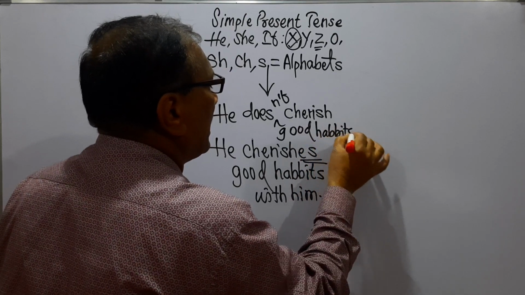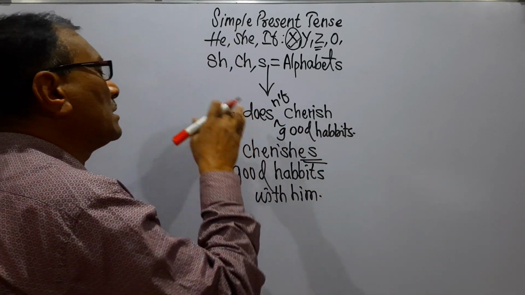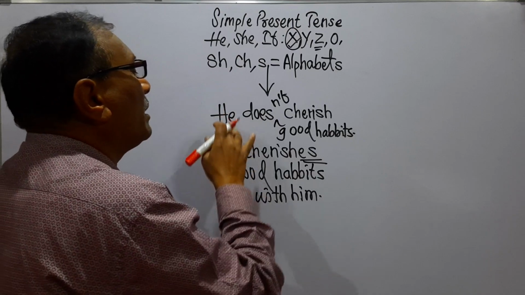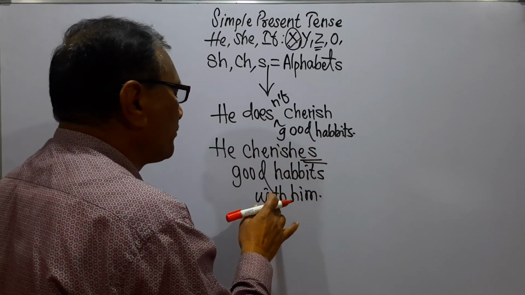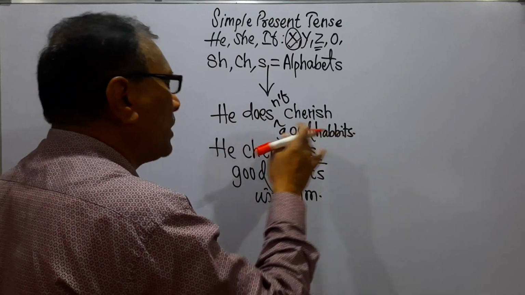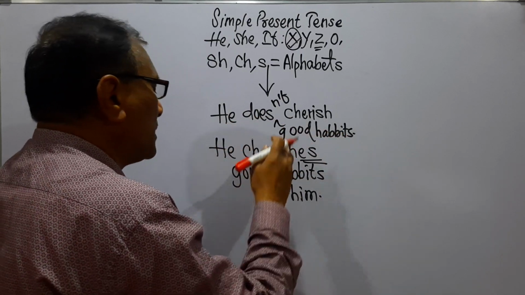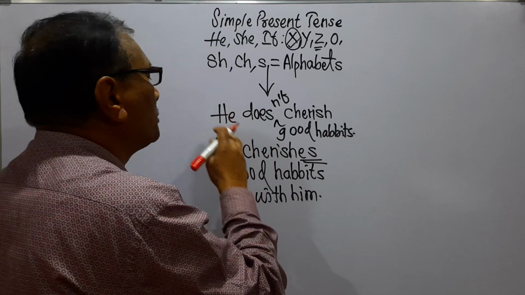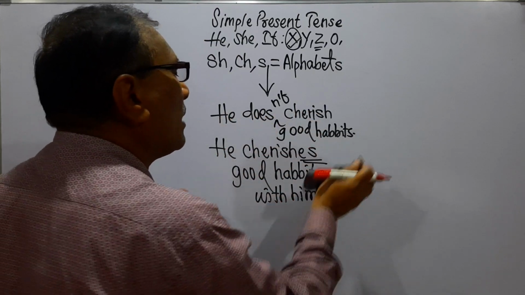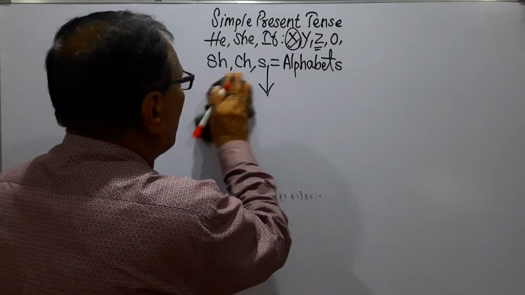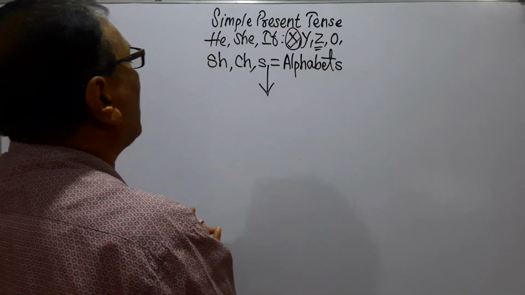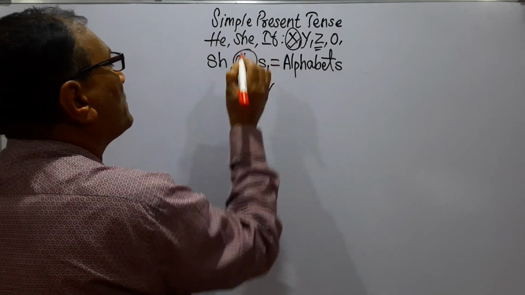The point is that the negative sentence here is: he doesn't cherish good habits. He cherishes good habits. He doesn't cherish good habits. She cherishes good habits. She doesn't cherish good habits. Like this, we can speak English. So, remember, these are the verbs and we are discussing these verbs.